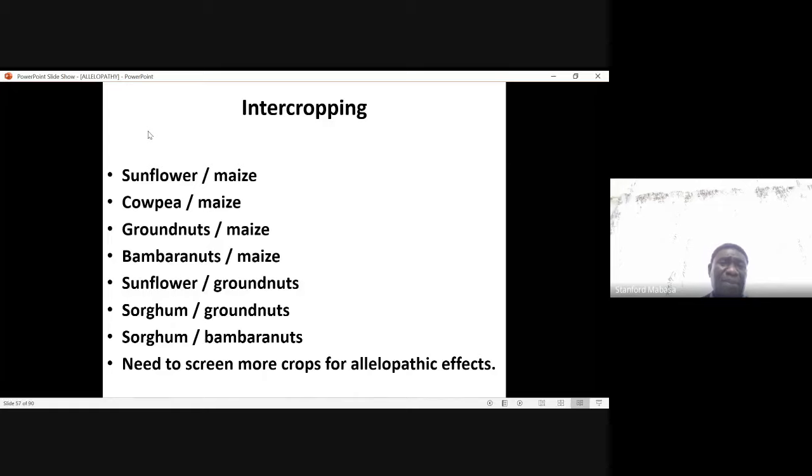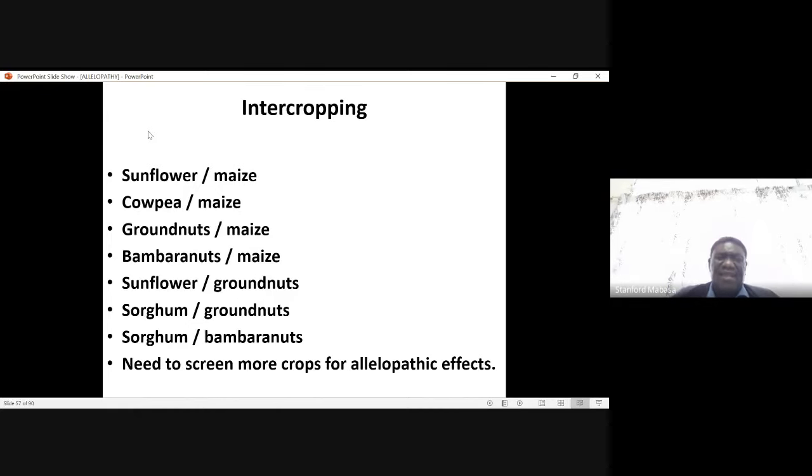Intercropping. Now there are opportunities to intercrop maize with sunflower, maize with cowpeas, maize with groundnuts, maize with bambara nuts, or sunflower with groundnuts, sorghum with groundnuts, sorghum with bambara nuts. Now this system may have crops like sunflower, cowpeas, sorghum, which can produce allelochemicals, which will kill the weeds.